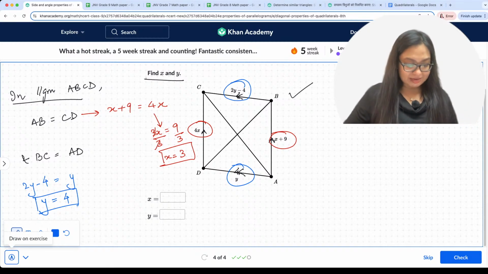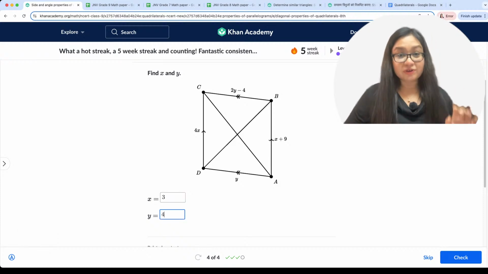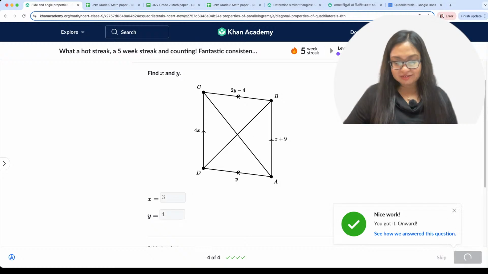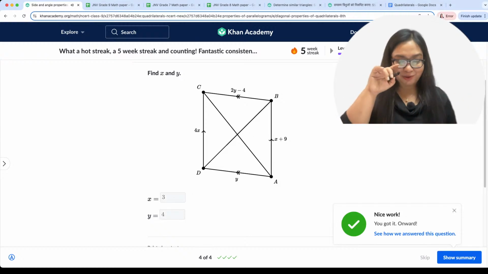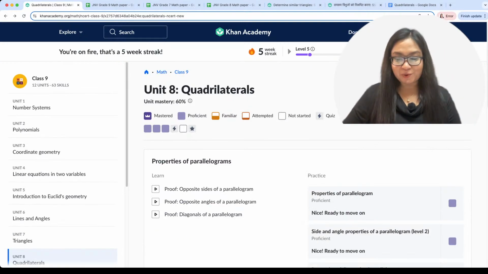So, let's go ahead and write x equal to 3, y equal to 4. Here we go. Go for a check. Awesome. All good. Now, let's go ahead and solve more questions. So, here we go.